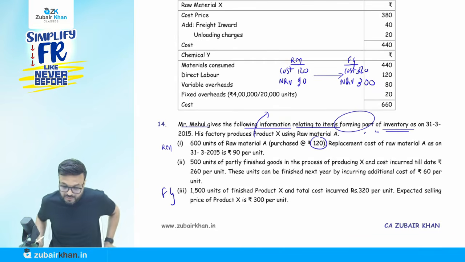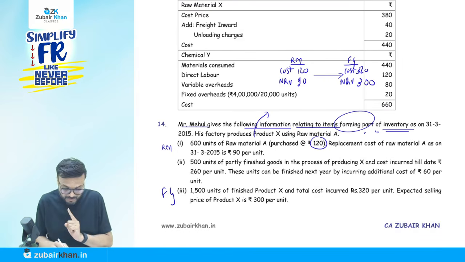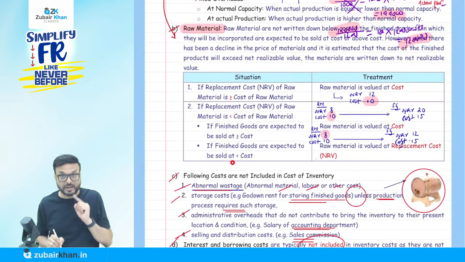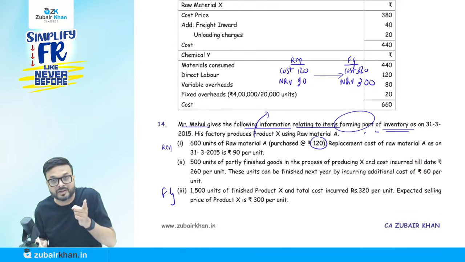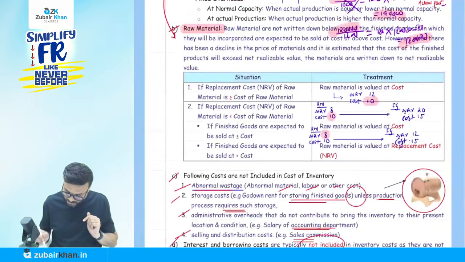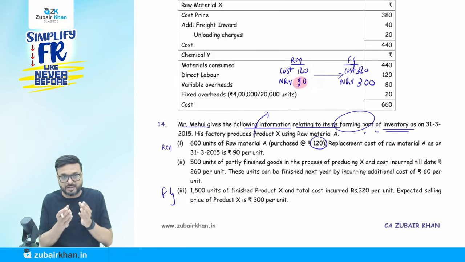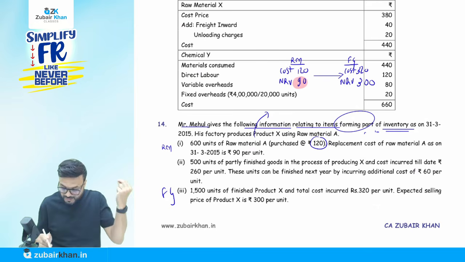What is going to happen here in case of raw material? When I compare cost and NRV, whichever is lower, if NRV is low, then I go with NRV. If finished goods are expected to be sold at lower than the cost, yes, the NRV of the finished goods is 300, which is lower than the cost. So we have to do the valuation at what here? NRV. I will write it down as NRV only because of the conservatism approach, and also my finished goods are not able to recover the loss. In case of finished goods, cost and NRV whichever is lower, NRV is lower.